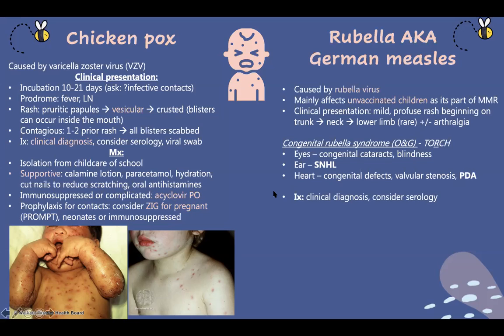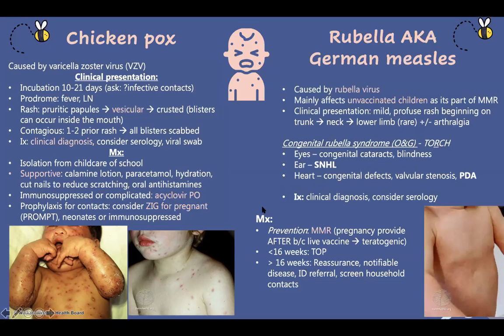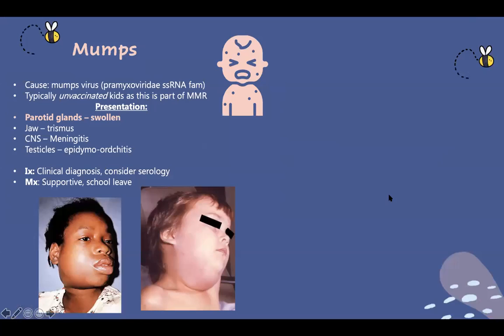So rubella, which is not as important, I'm just going to skip over. You can read over it. So prevention, MMR, don't give it during pregnancy. It's a live vaccine. Over 16 weeks, you can reassure, but less than 16 weeks, you want to do termination of pregnancy. Mumps, the only thing you have to know about mumps is swollen glands. That's literally it. So they'll just say something, swollen glands, mumps.